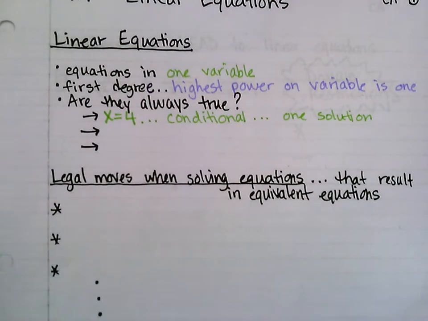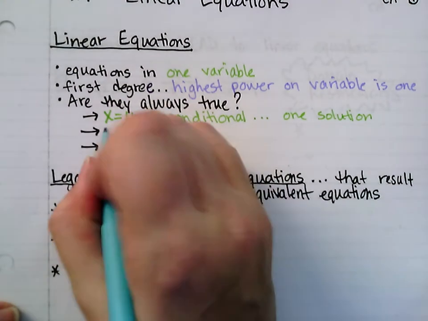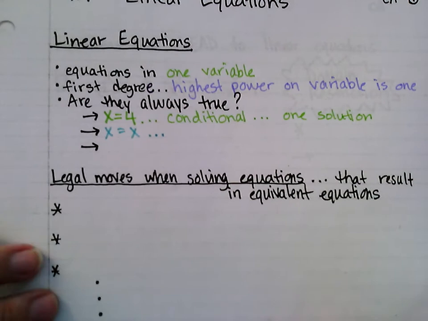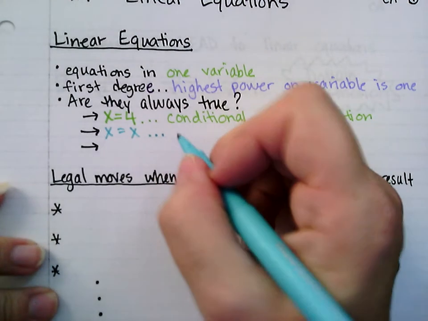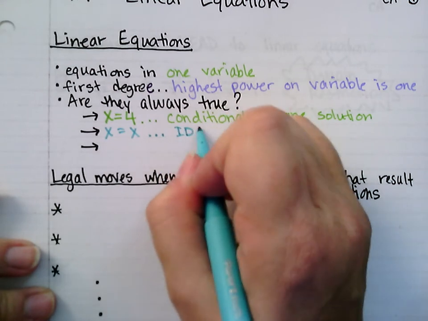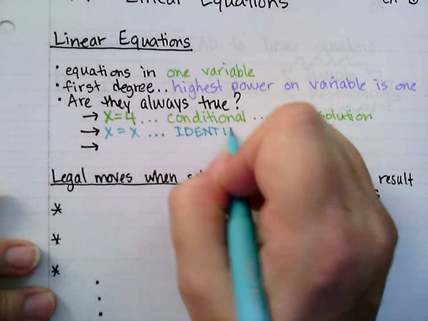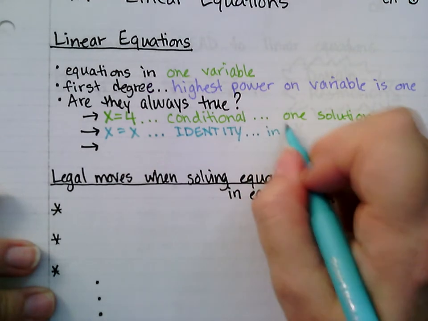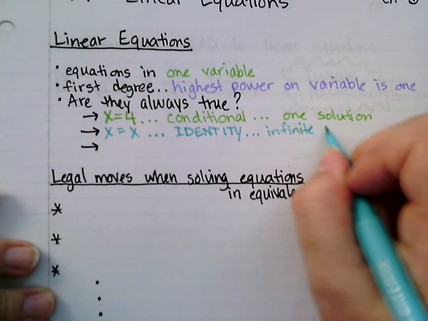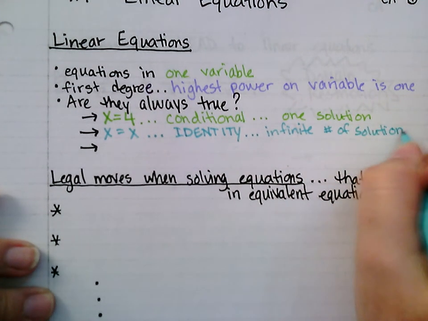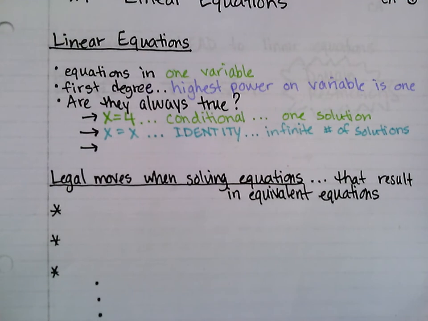But sometimes we end up with other stuff, like at the end, we end up with x equals x, or 2 equals 2, or 7 equals 7. That is what we call an identity. And identities have an infinite number of solutions because they are always true. So in both of these cases, those equations are true.